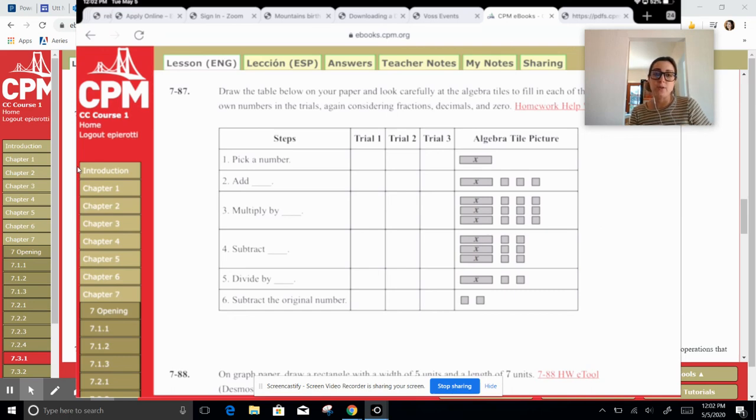So just try to figure out the steps as best as you can. You can use your own numbers in the trials. You can try out fractions. You can try out decimals if you want. You can try out 0. And then the fun part would be if you would share this with a family member, so you can try to do some math magic number tricks on them.